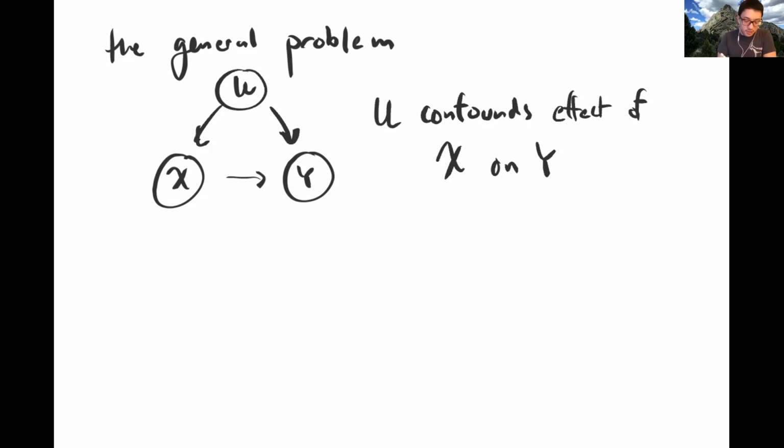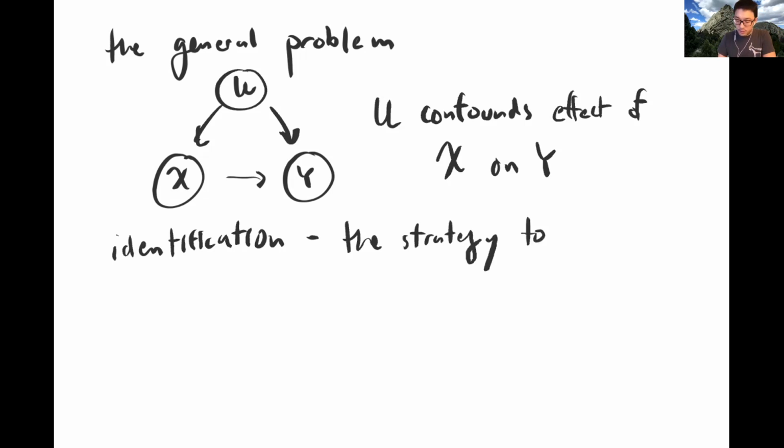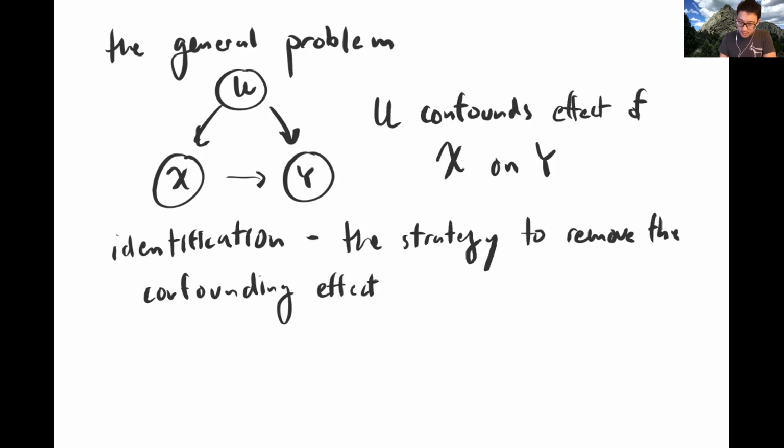And so in econometrics, we talk about something called identification. And so this is the strategy to remove the confounding effect and determine the causal effect.